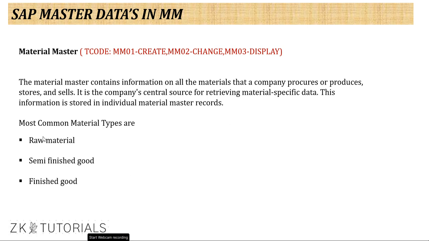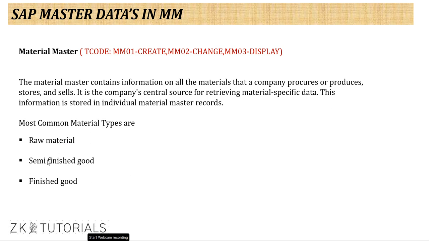It starts with the raw material, semi-finished goods and finished goods. These are all very common material types available in any manufacturing center. In this, the raw material is the key factor. The raw material is the type which we are going to use in MM. So most commonly, why? Because we are focusing on the raw material.